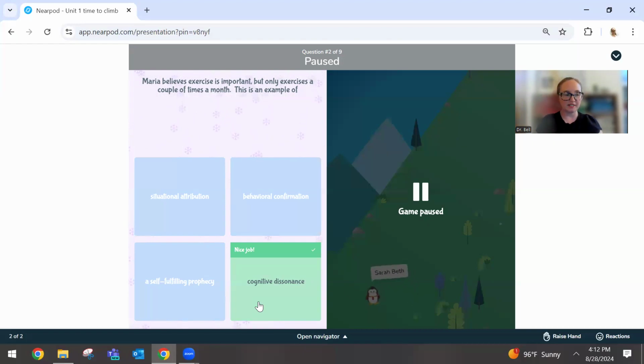And then cognitive dissonance is when your beliefs don't match your behavior. And here you can see that she thinks exercise is important, but she only exercises a couple times a month. That sounds like me a little bit. But that is cognitive dissonance. And there might be two questions about cognitive dissonance on the test. There is at least one. You can also see it in as large of things as political context, all types of things, but make sure you know cognitive dissonance for the test.